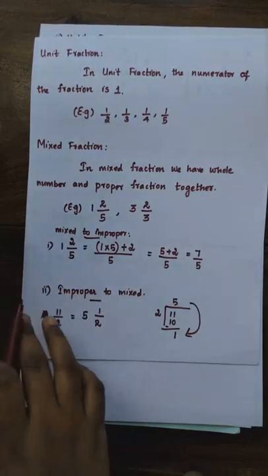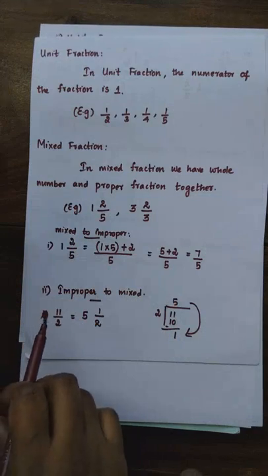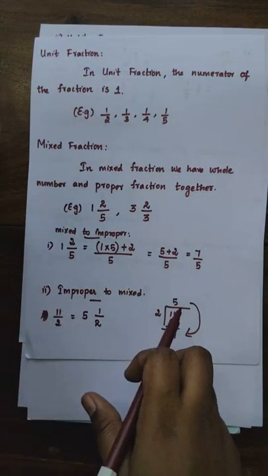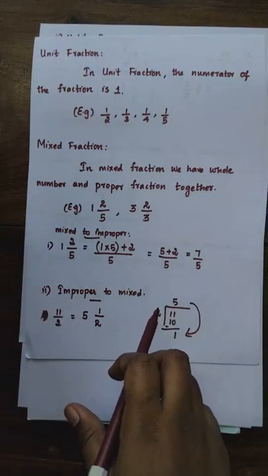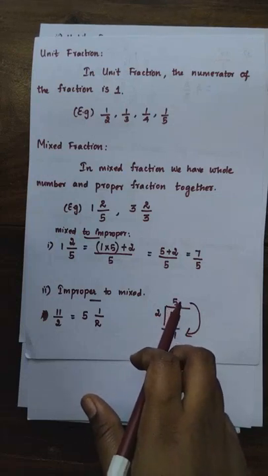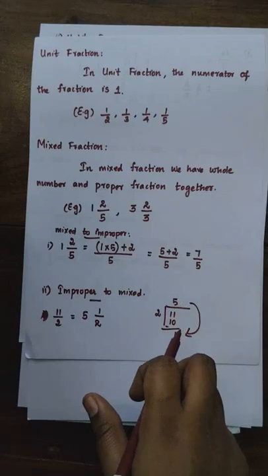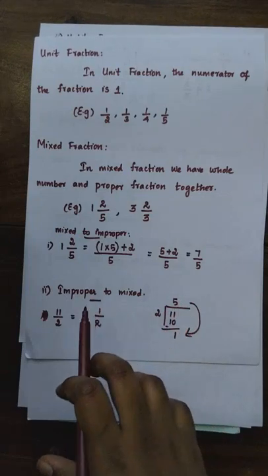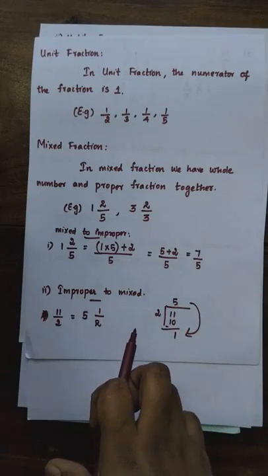Next, improper to mixed fraction. Our question is 11 by 2. First, divide 11 by 2. So 5 2s are 10, balance 1. First take the 5. Then this remainder 1 by 2. 5 1 by 2. This is the conversion. Understand?